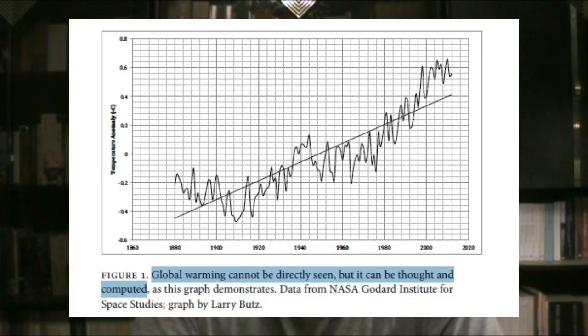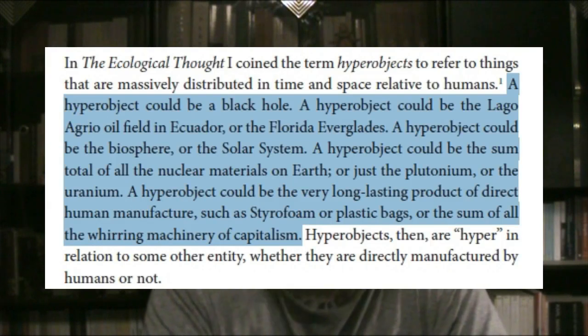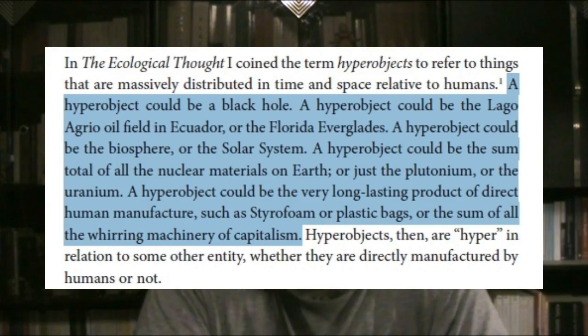Quote, "Global warming cannot be directly seen, but it can be thought and computed." This means that you can only see it in terms of its parts or through some sort of inferences or graphs or maps, just like many other hyperobjects. He gives a few examples, like a black hole. A hyperobject can be the Lago Agrio oil field in Ecuador or the Florida Everglades. A hyperobject could be the biosphere or the solar system.